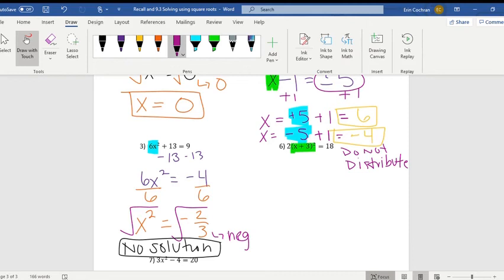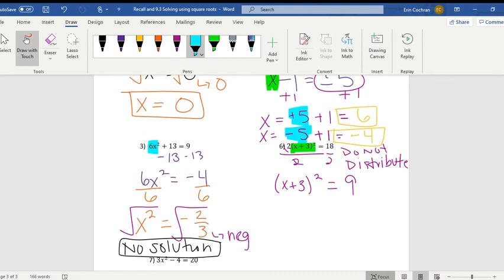So what we're going to do is we're going to get rid of that 2. And when you think of distributing, you think of multiplying. So how would I get rid of multiplying by 2? I would divide by 2. So I'm going to divide both sides by 2. These 2's would cancel, and I'm left with x plus 3 squared equals, and 18 divided by 2 is 9.